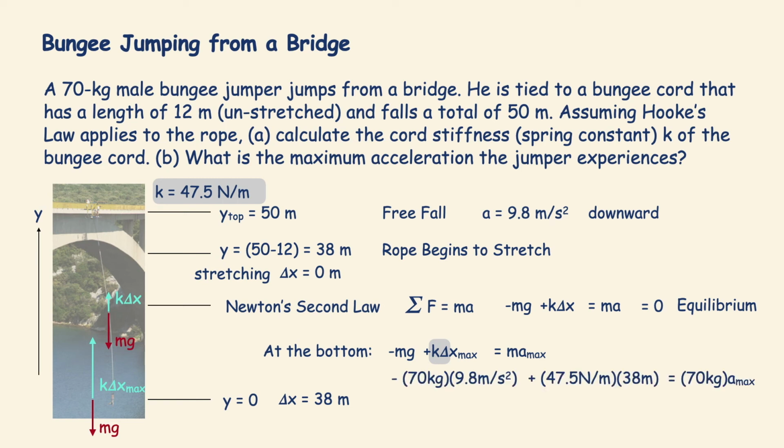With that, I will have minus 70 kilograms for the mass times g, which is 9.8 meters per second squared, plus k, which is 47.5 newtons per meter, times the stretching of the cord, 38 meters, has to be equal to m, 70 kilograms, times the maximum acceleration, which gives me for the maximum acceleration 16.0 meters per second squared. And notice that this is upward now. The elastic force is exceeding the gravitational force and causing that acceleration to be upwards.